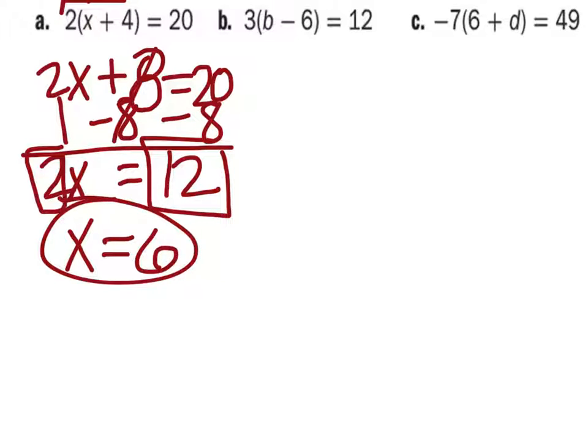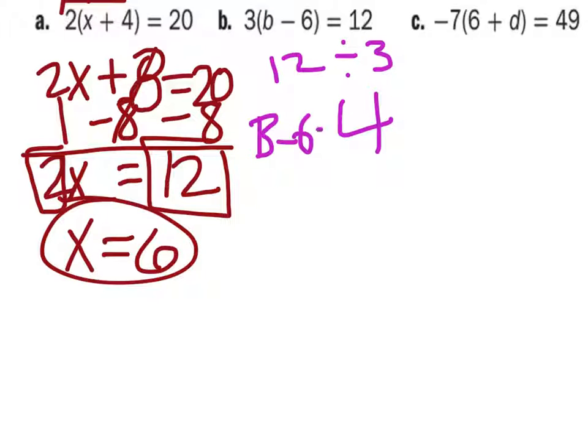Good job. All right, Brigham will do B. So I did 12 divided by 3, and I got 4. And then I did B minus 6 equals 4. And I got 10. B equals 10.